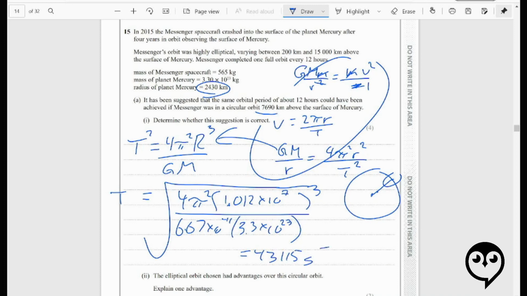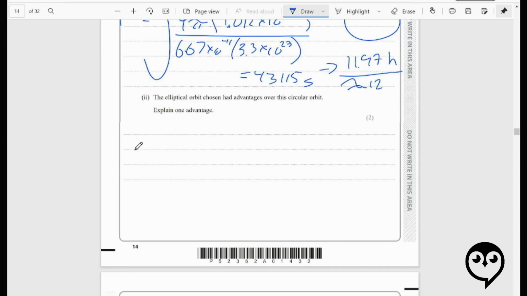I get 43,115 seconds, and if you divide by 3,600, that should give you 11.97 hours. So I would say we've done it. We've done the calculation. We can say, yeah, that's correct. It's close to 12.